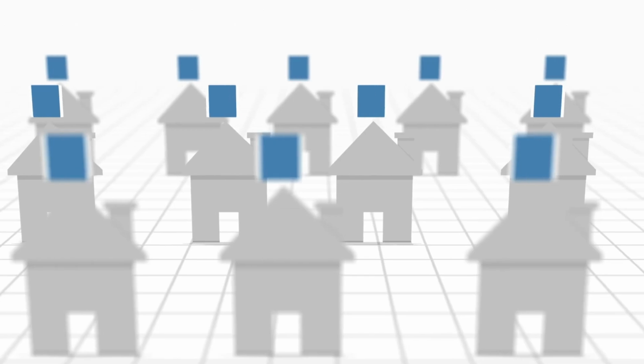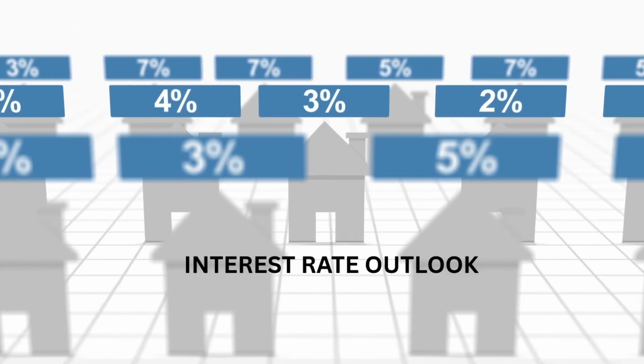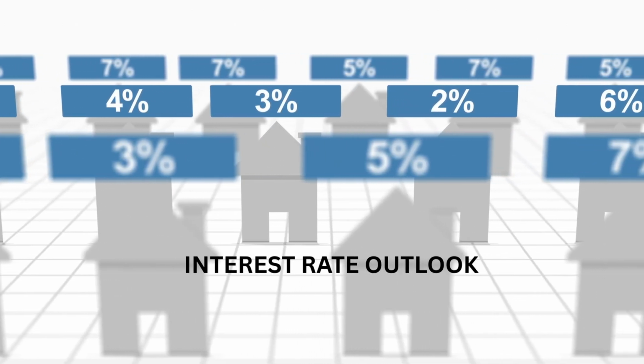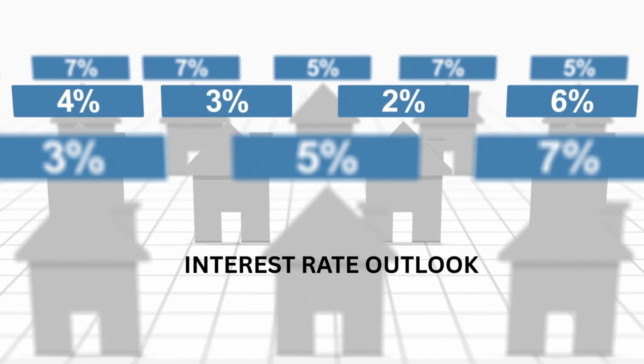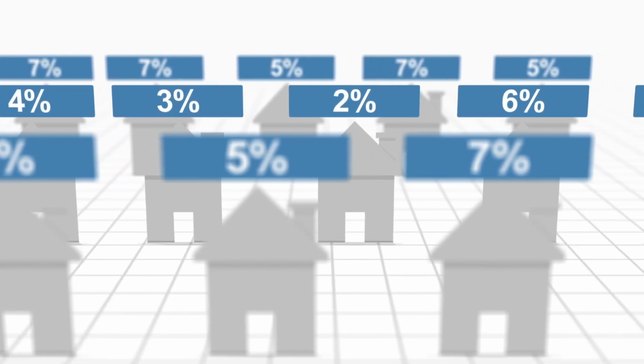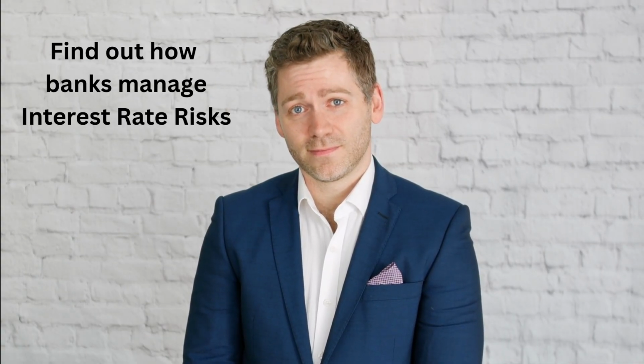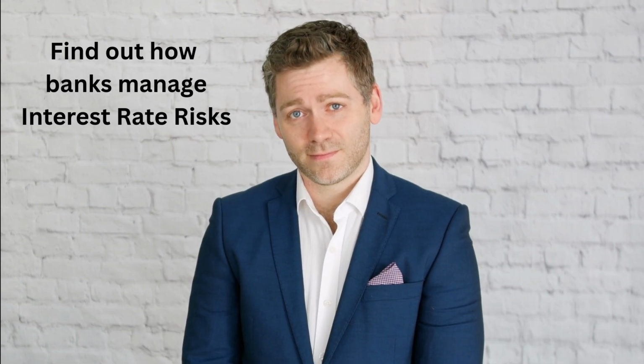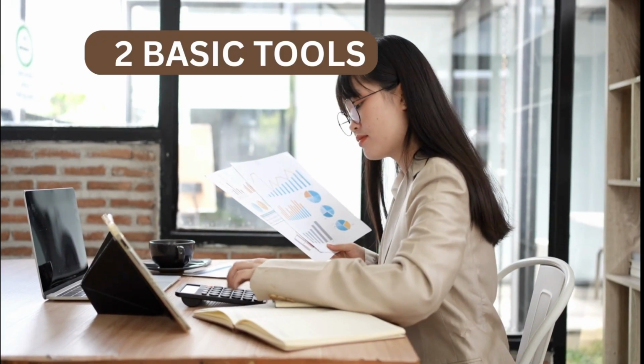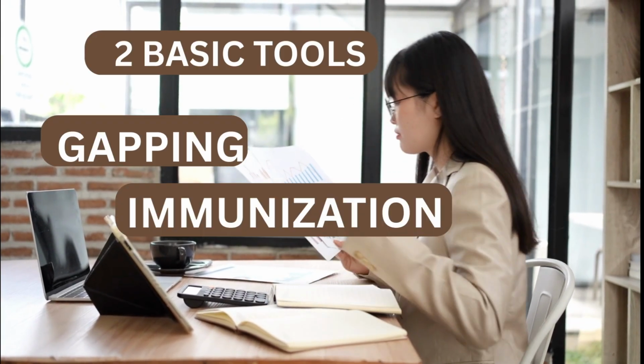That really depends on your interest rate outlook and what your current financial conditions look like and how it reacts to movements in interest rates. Thus, you're clearly subject to interest rate risk. You might therefore want to take a look at how a financial intermediary, in particular a bank, manages interest rate risk and take a page from it. In today's episode, we'll talk about two basic risk management tools: gapping and immunization.